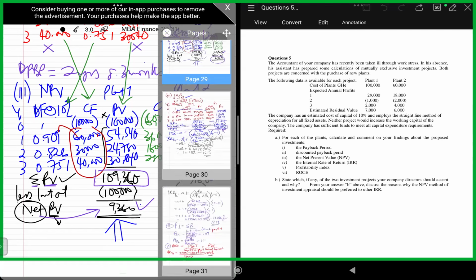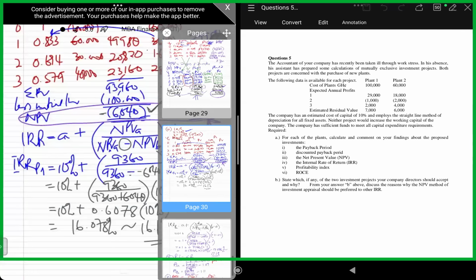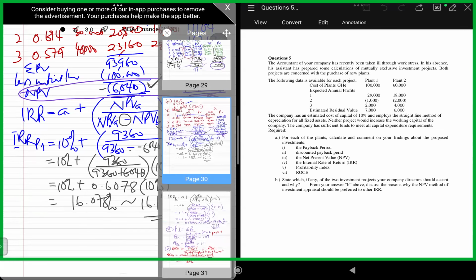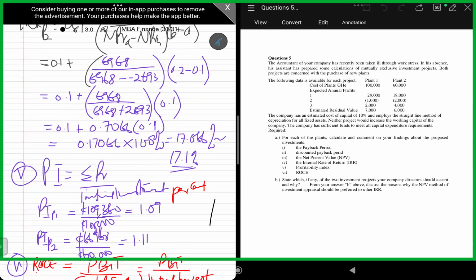Are you getting it? Look at the IRR value. This is 16.1, which is quite lower, and we have 17.1 here, the one we just saw, which is quite higher. So for that, you can research online, read from the manual, and get more reasons or justifications for why the NPV method is more preferred to the IRR.